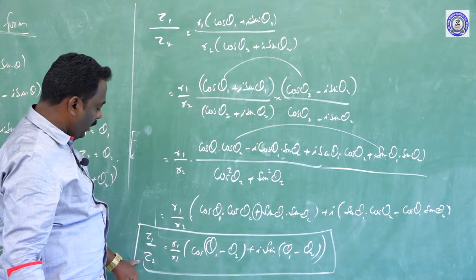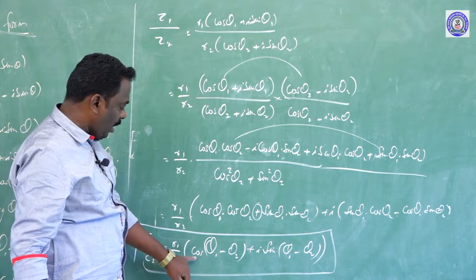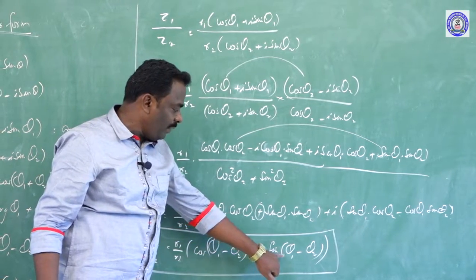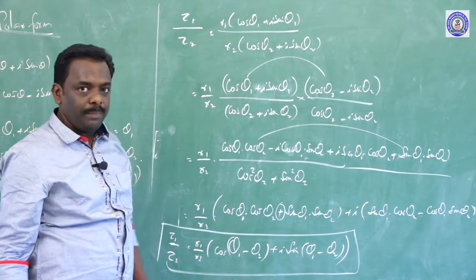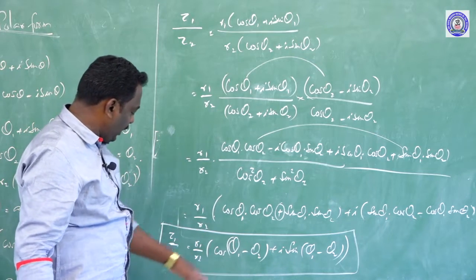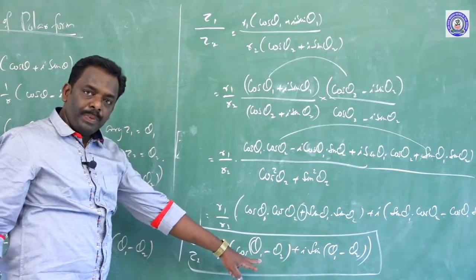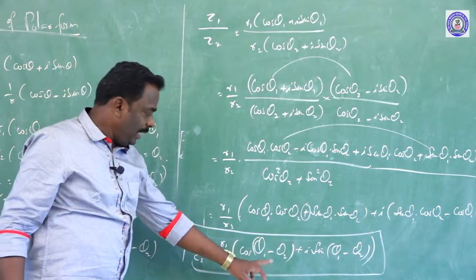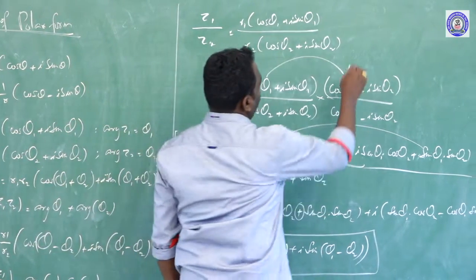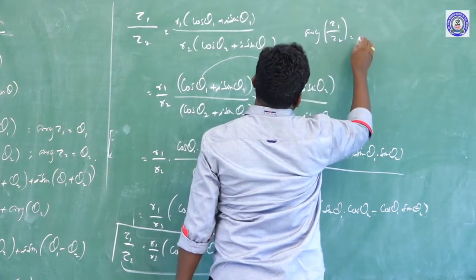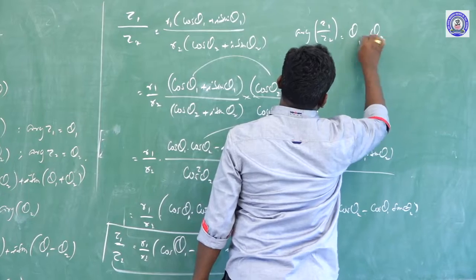So z1 by z2 equals r1 by r2 into cos of theta 1 minus theta 2 plus i into sin of theta 1 minus theta 2. This is called the third property. Now look at this, it is the quotient property z1 by z2. What is the argument here? It is theta 1 minus theta 2. Therefore the argument of z1 by z2 is equal to theta 1 minus theta 2.